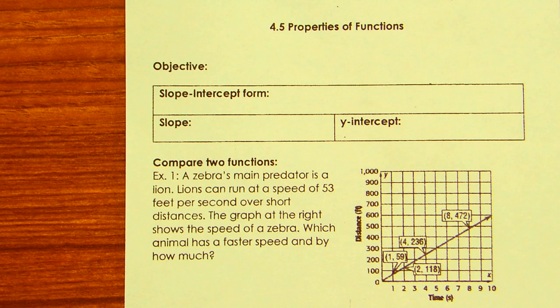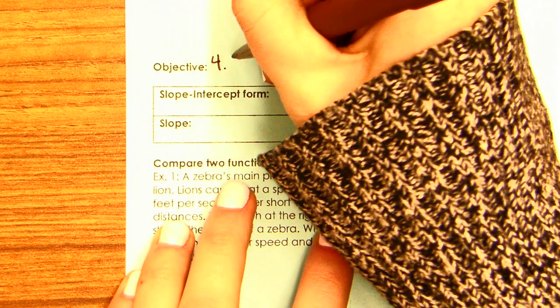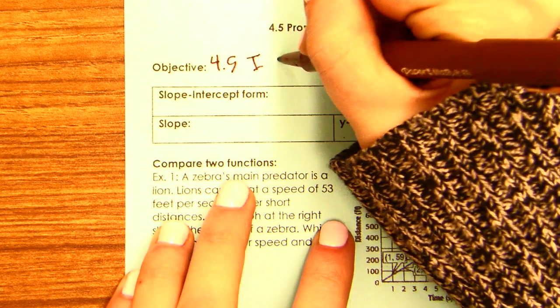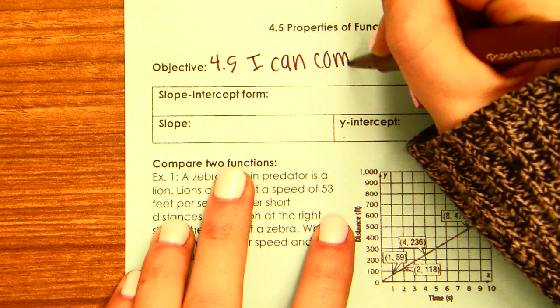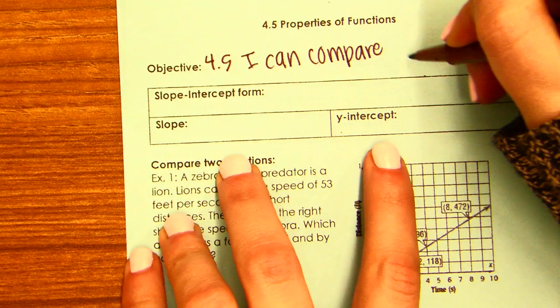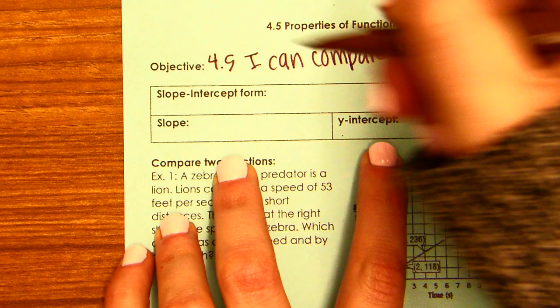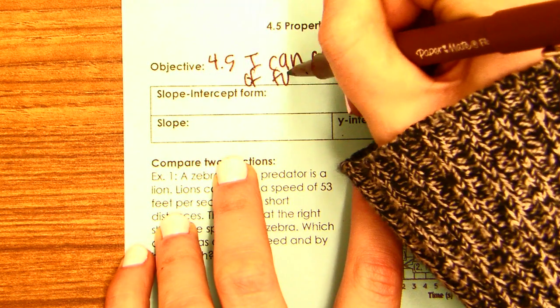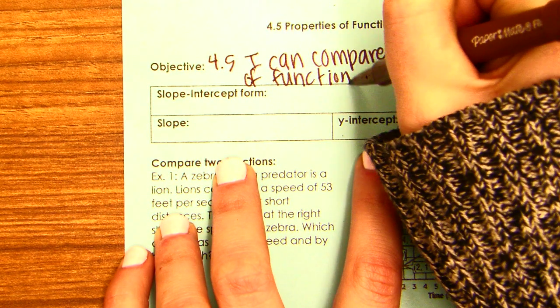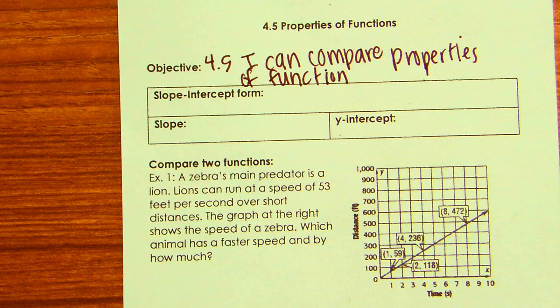The objective for this lesson is 4.5. I can compare properties of functions. And they're all going to be linear functions, which means the rate of change is constant and the graph is a straight line.